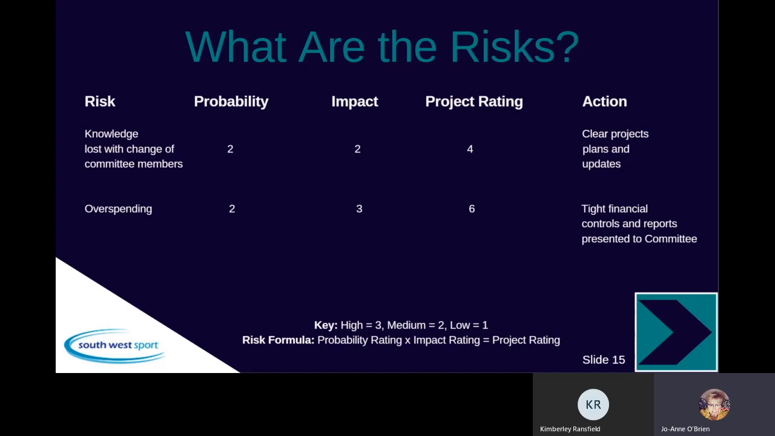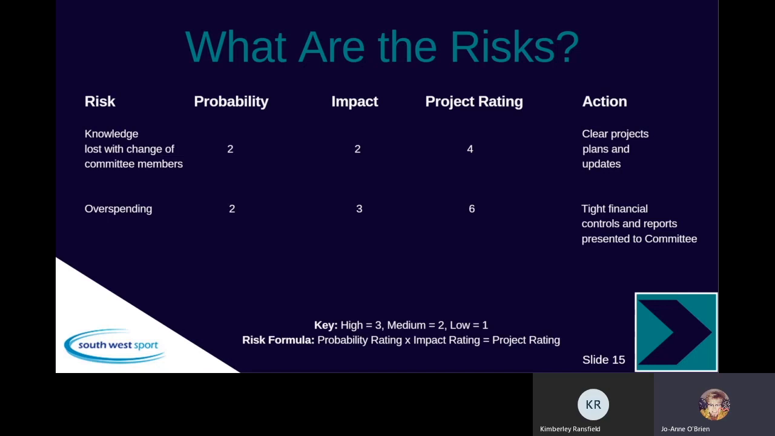So as you can see down the bottom, the key is high is 3, medium is 2, low is 1. The risk formula that you work it out is your probability rating times your impact rating will give you your project rating. So with your knowledge lost of change of committee members, the action will be clear project and plans and updates.